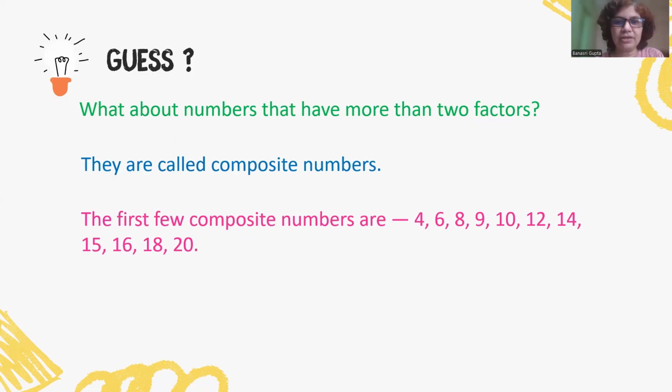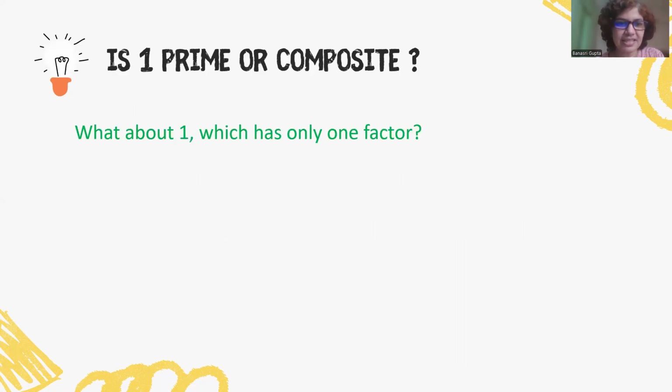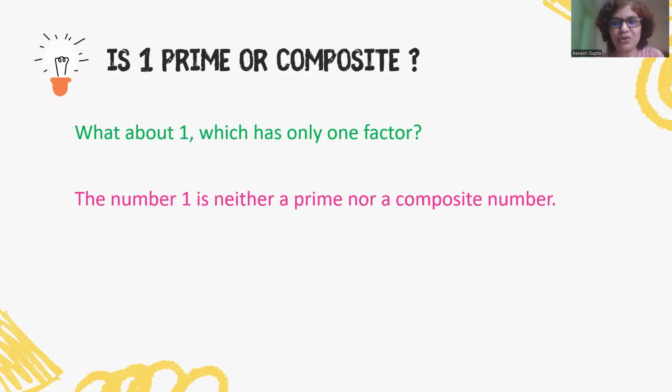Now we see that 1 is not a part of both these sets. Is 1 a prime or a composite number? So the answer is it's neither a prime nor a composite number. You can think of 1 as a number which is different from all the numbers, because it's not categorized as a prime or a composite number. It is a factor of all numbers.